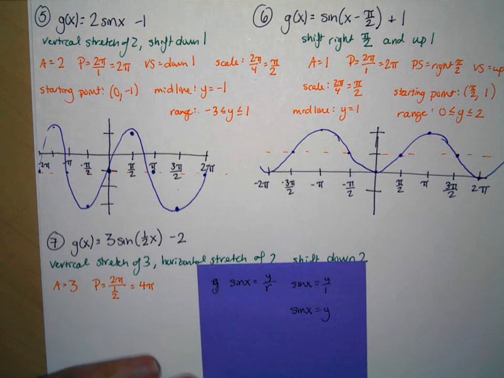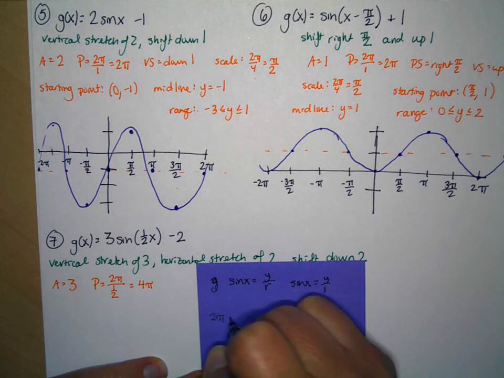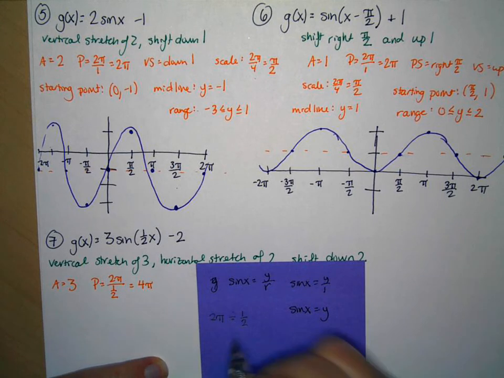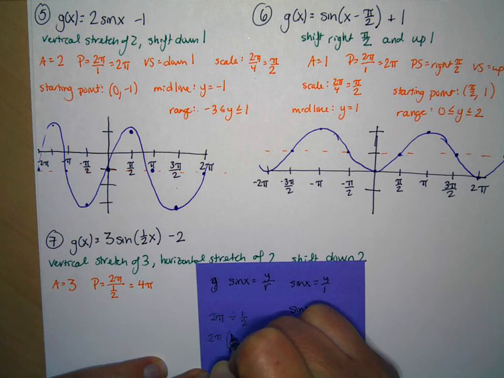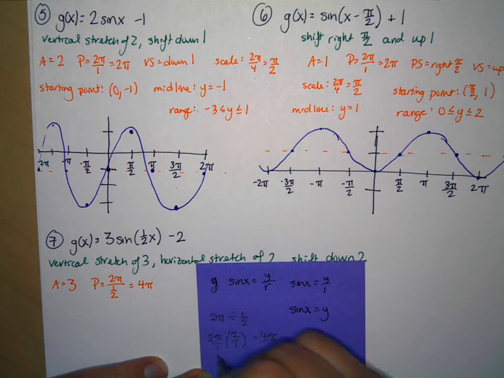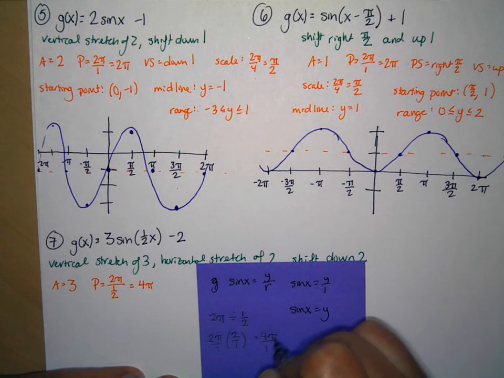Here's my little scratch paper here. Also, 2 pi divided by 1/2. If you recall, when you divide by a fraction, you multiply by the reciprocal. So that would be 2 pi times 2 over 1. 2 pi times 2 is 4 pi. Over 1 times 1 is 1. 4 pi divided by 1 is 4 pi. So however you like to think about it.